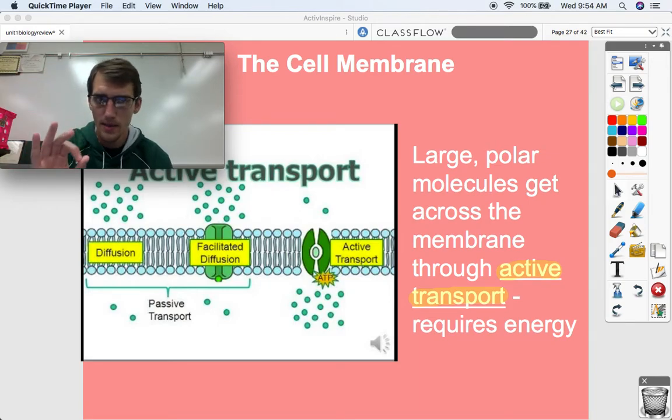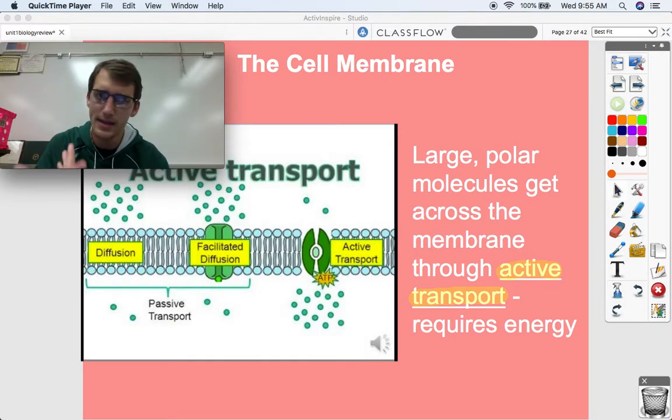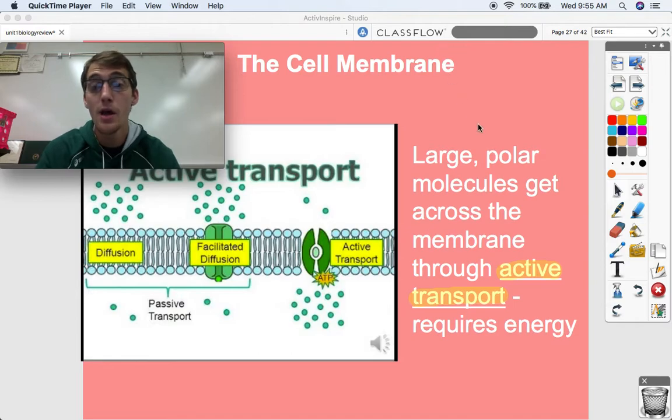Now, the opposite of passive transport is what we call active transport. Remember how carbon dioxide could move through the bilayer without any problems? Not all molecules can do that, but your cells still need water, they still need glucose, and those can't get through that bilayer. So how are they able to? They can move through a channel protein, or the cell can use active transport. Large polar molecules get across the membrane through active transport, which requires energy.